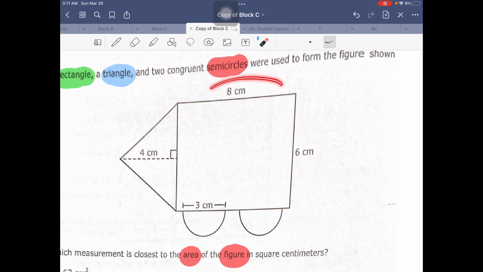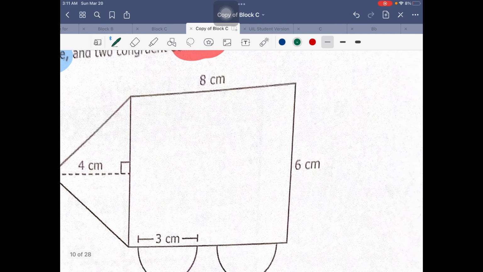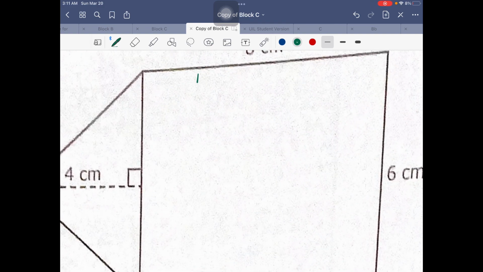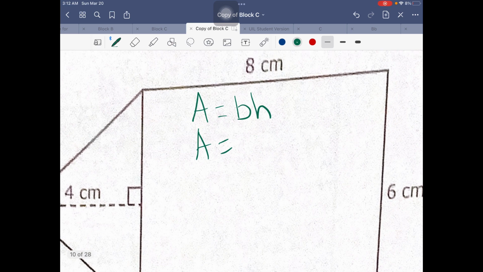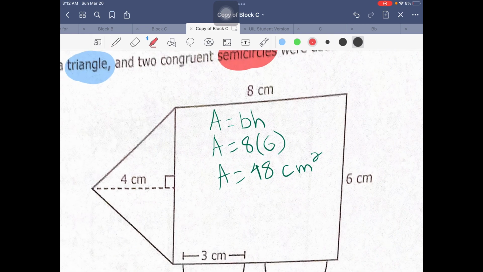I think the easiest one would be this one right here. 8 and 6. That means it's not a square, it's a rectangle. The rectangle, I'm going to do it in green. The formula to find the area of a rectangle is base times height. The base for this rectangle is 8, and the height is 6. What's 8 times 6? 48 centimeters squared. Now this is the area for this rectangle right here.